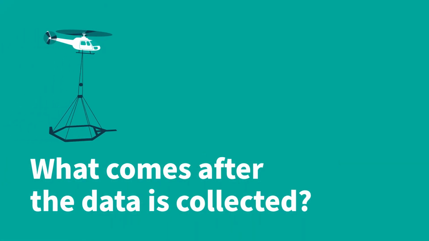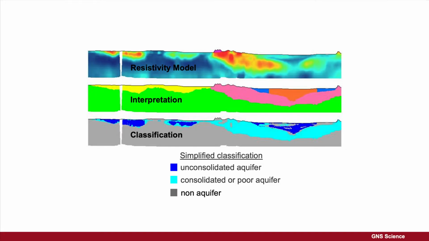After the data is collected, GNS Science will process the data and create a resistivity model of the entire valley. Using the knowledge of GNS Science and Greater Wellington scientists, a 3D lithology map of the Ruamahanga Valley will be created. So we'll get a map showing the different subsurface layers of the sand, rock, gravel, silts, and clays, all the way across the Wairarapa Valley.